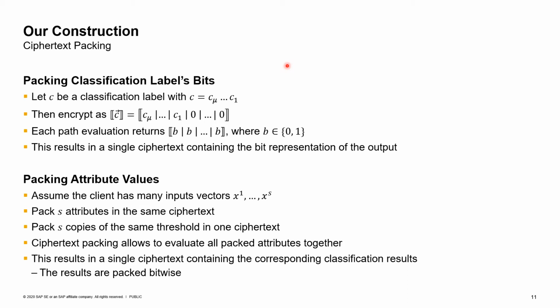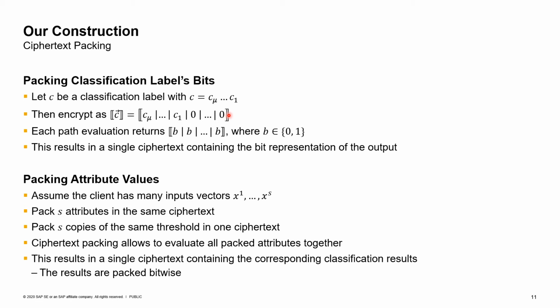We'll start with ciphertext packing. So as I said before, HLIP allows to pack many plaintexts in the same ciphertext. And we can use this, for example, to pack the classification label. So assume the classification label C has the binary representation Cμ to C1, then as explained before, we can pack this plaintext in the same ciphertext like this, filling the remaining slots with zeros.